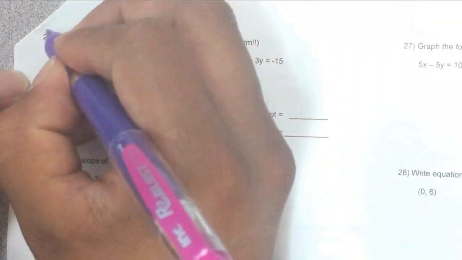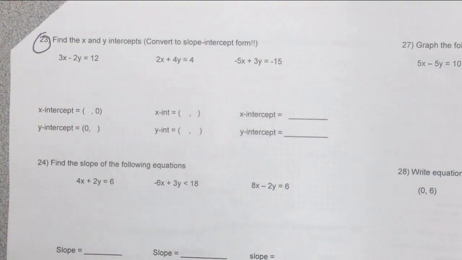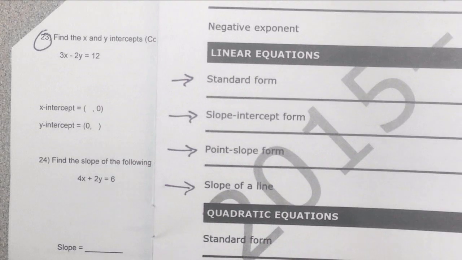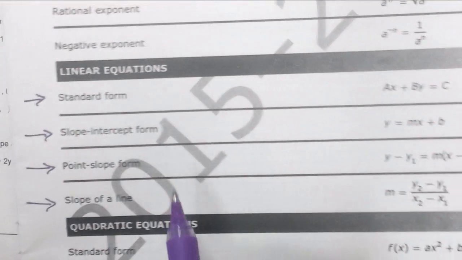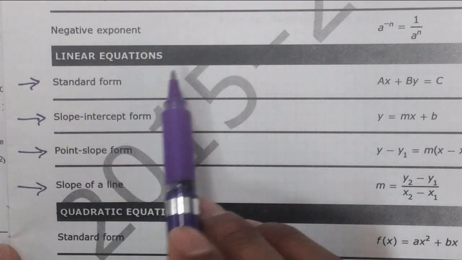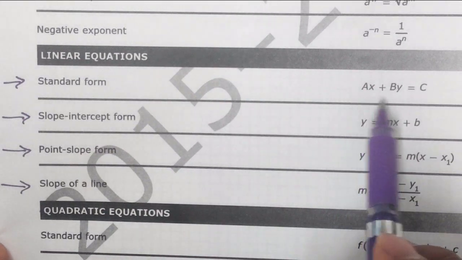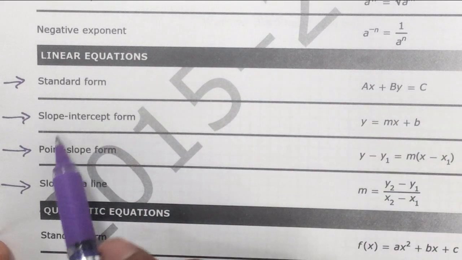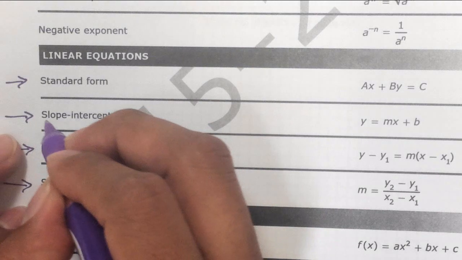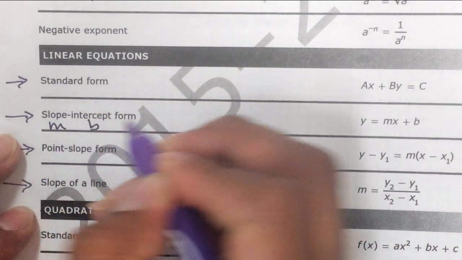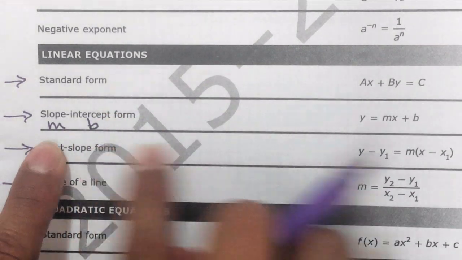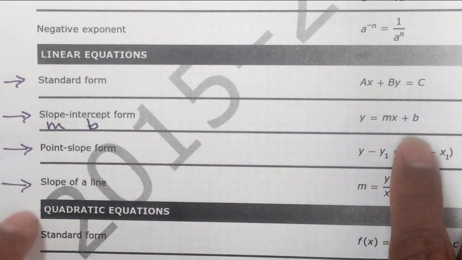Part 2 starts at number 23, and these are some of the formulas that you will need for the review. Remember that we know so far the linear equations, the standard form, which is ax plus by equals c. We have the slope-intercept form. Remember, slope m, intercept form b. It gives away both, so that is y equals mx plus b.